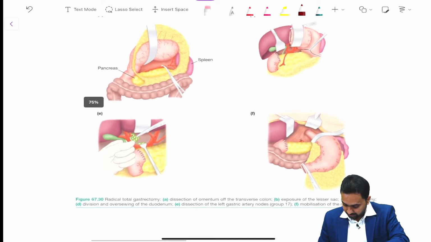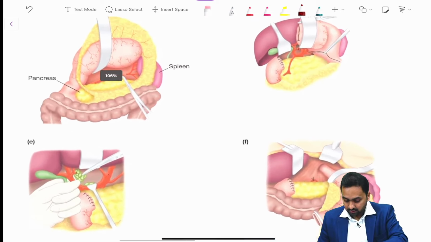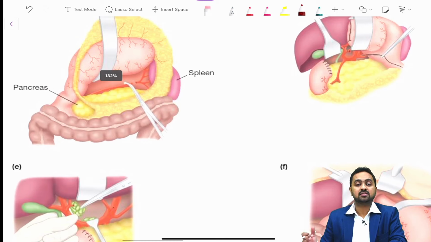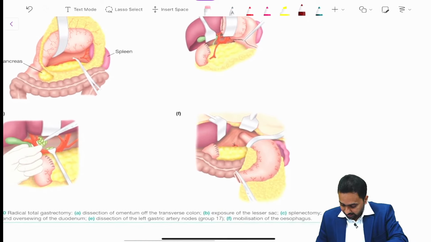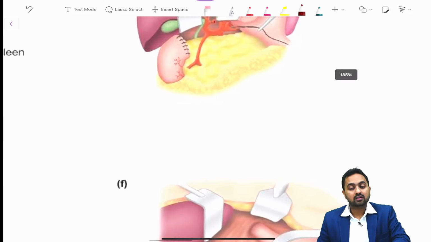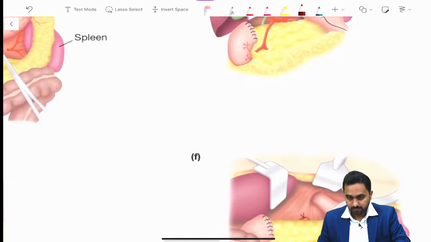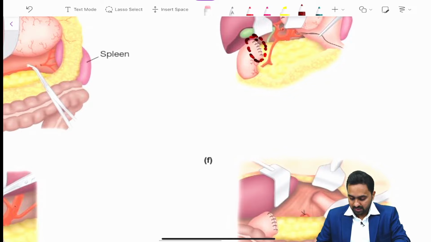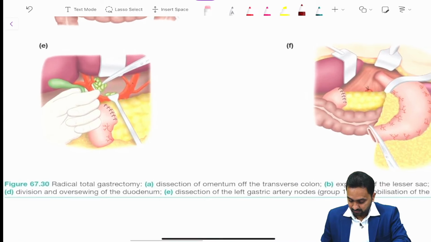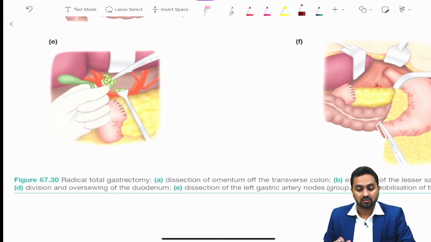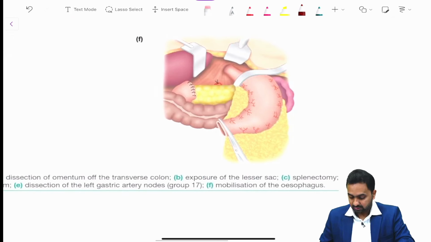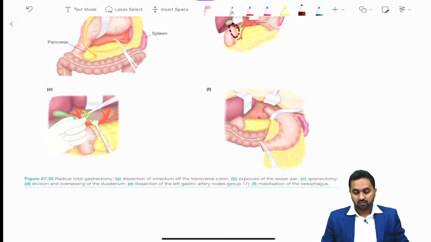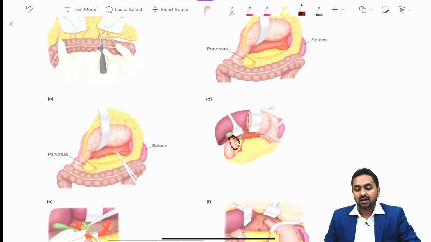Then we have step C, where a splenectomy is being performed in cases where it is needed, right? Then in step D, we have division and oversewing of the duodenum. And then we have step E, where you have dissection of the left gastric artery group of lymph nodes, and F, where you have mobilization of the esophagus being done, right. So these are the steps that have been demonstrated in Bailey and Love.